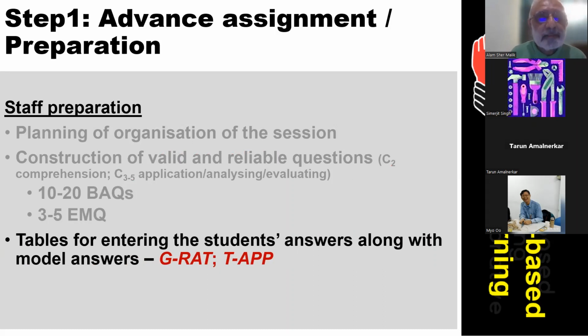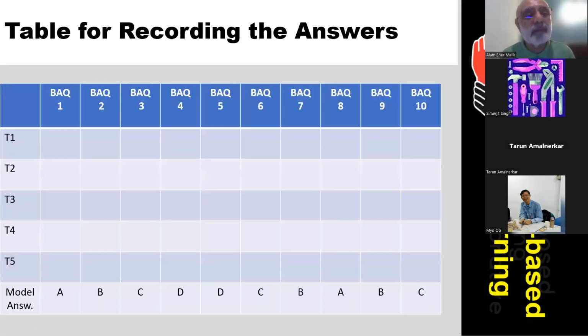Also prepare tables for entering the students' answers along with model answers, both for the group readiness assurance test and team application. This is one example of a table where we can enter the students' results, where you can see the question numbers, the model answers given here, and here we can enter the results of the teams, whether it is a group readiness assurance test or team application test. But this is just one way. There are many other ways of going through this step.